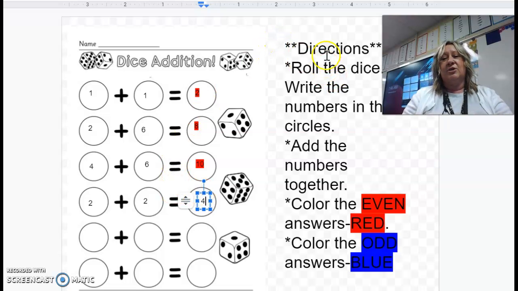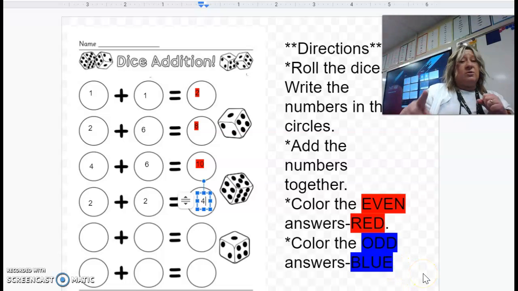And it says, directions, roll the dice and write the numbers in the circles. Add the numbers together. We did that. We wrote the numbers in the circles and then we added it together, right? We color the even answers red and the odd answers blue. So we have 4, okay?